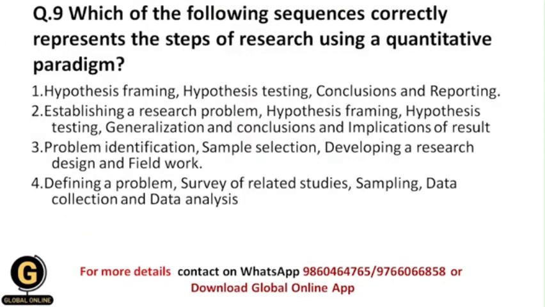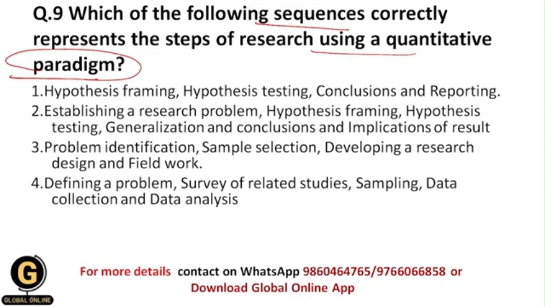Okay, which of the following sequences correctly represents the steps of research using a quantitative paradigm? Quantitative paradigm means exactly from which perspective or from which approach you are doing the research by using quantitative methodology. Okay, so in every research there is a sequence of steps that we need to follow, and these are nothing but the scientific methods.